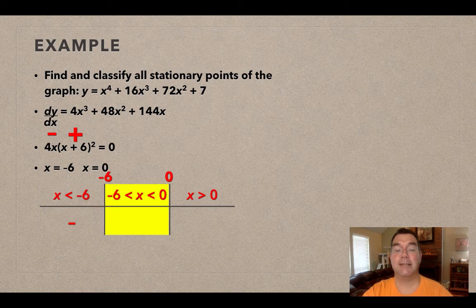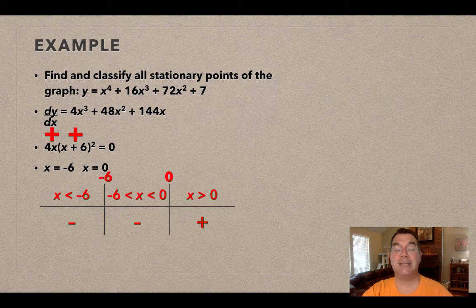Then if I move on to the second section, pick any x between negative 6 and 0, and it will still be negative, nothing has changed. And then when I pick an x that is larger than 0, only the first factor will change and the second factor will stay positive, again, because it's being squared. So the whole derivative is going to be positive for all x's that are greater than 0. So what do I have?